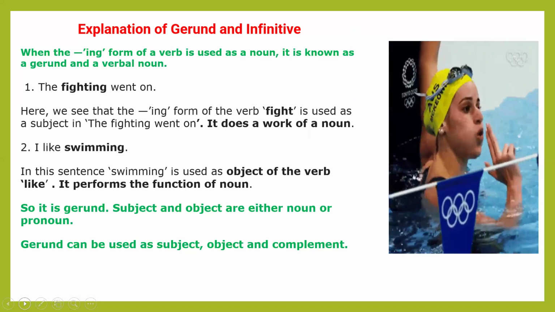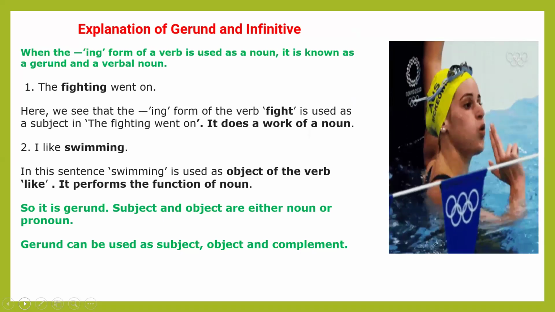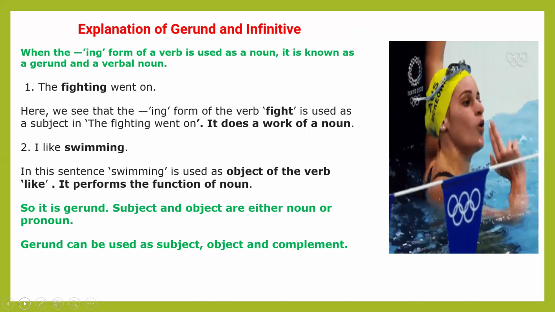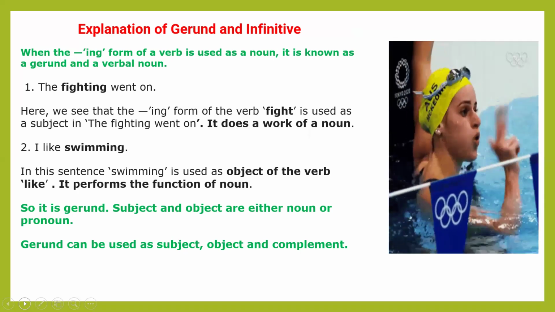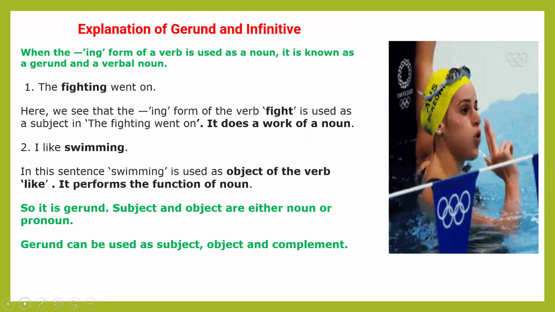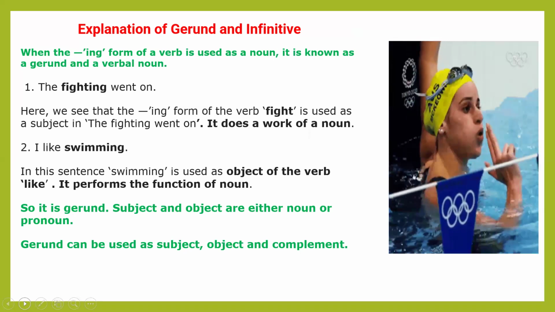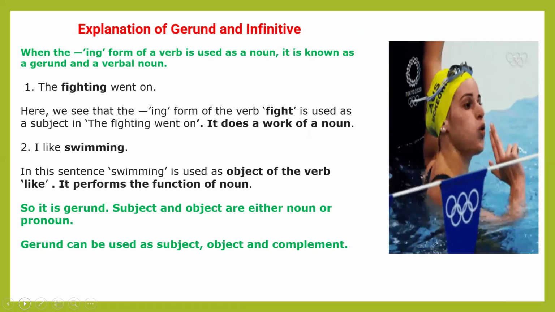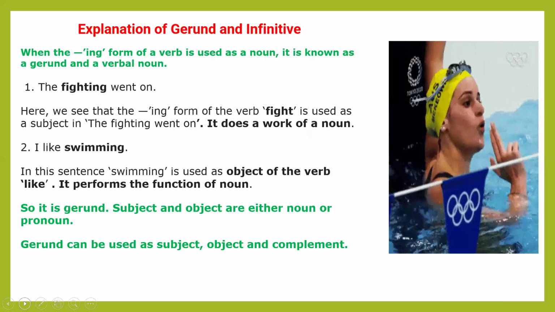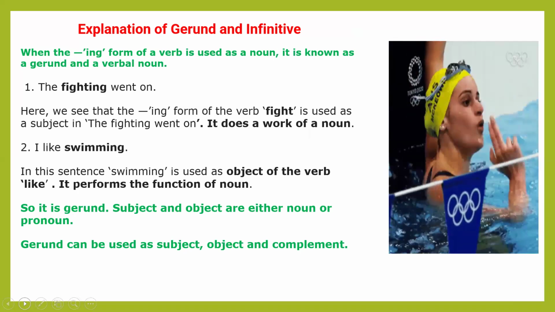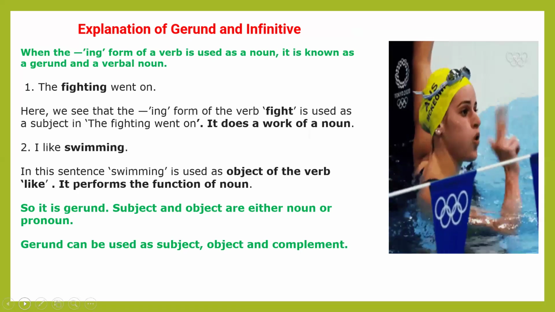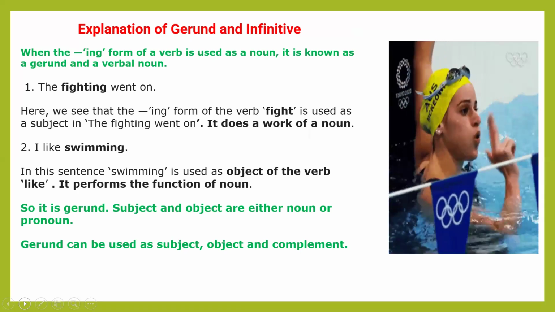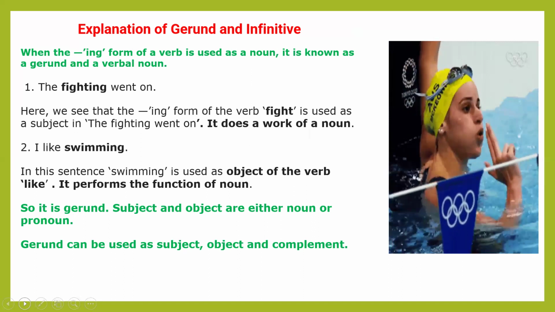I like swimming. So swimming here is used as the object of the verb. The verb is like. It performs the function of a noun. So it is a gerund, and subject and object are either a noun or a pronoun. A gerund can be used as subject, object, and complement.